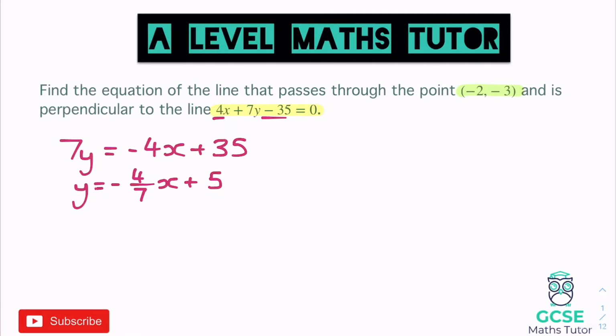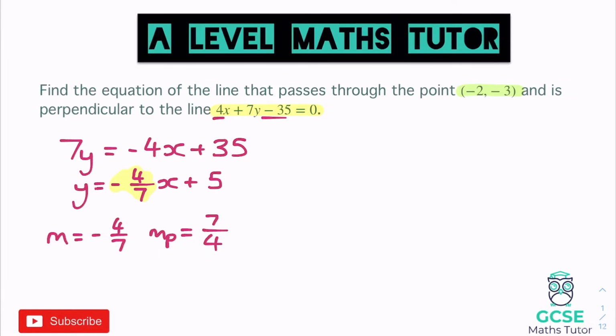So there's the equation of our line, y equals minus 4 over 7x plus 5, and again now we can read our gradient of this line, so it's negative 4 over 7. So if our gradient is negative 4 over 7, then our perpendicular gradient again is going to become positive, and we'll get our reciprocal there as 7 over 4.